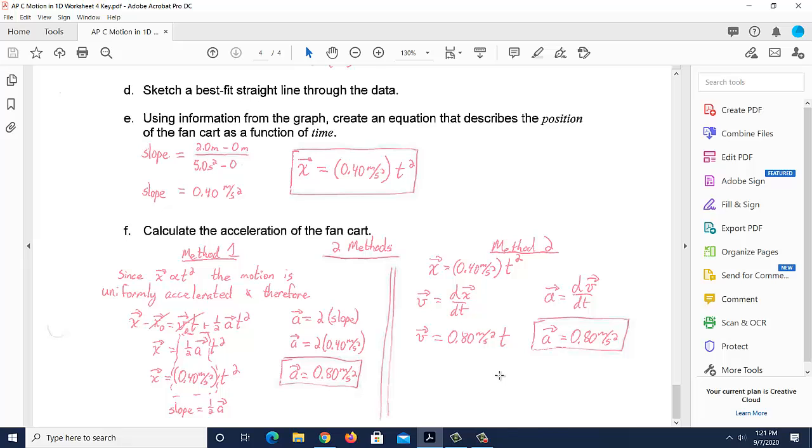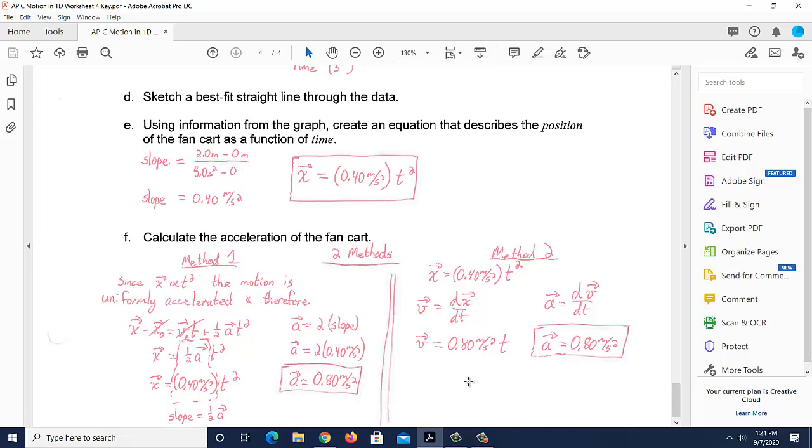And one of the points might be, if you're using this method, took the derivative of the position with respect to time to find the velocity function. Second point, took the derivative of the velocity function with respect to time to find the acceleration. Third point, for a correct answer, consistent with what they wrote in part E. So whatever your slope was here, as long as you were consistent.